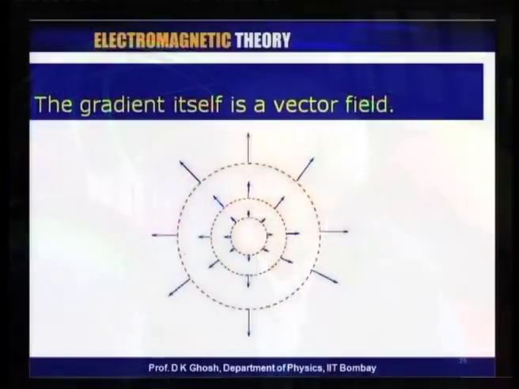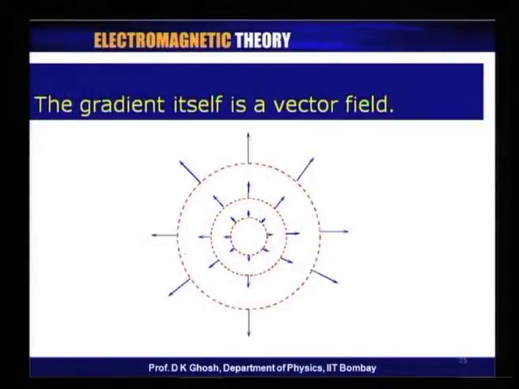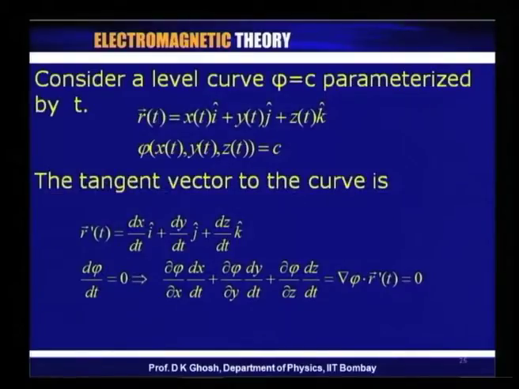Gradient of a scalar function is a vector. It is a vector because its direction is normal to the level surfaces. So, this is a quantity which has both magnitude and direction, and as a result it is a vector field. I want to prove this formally.